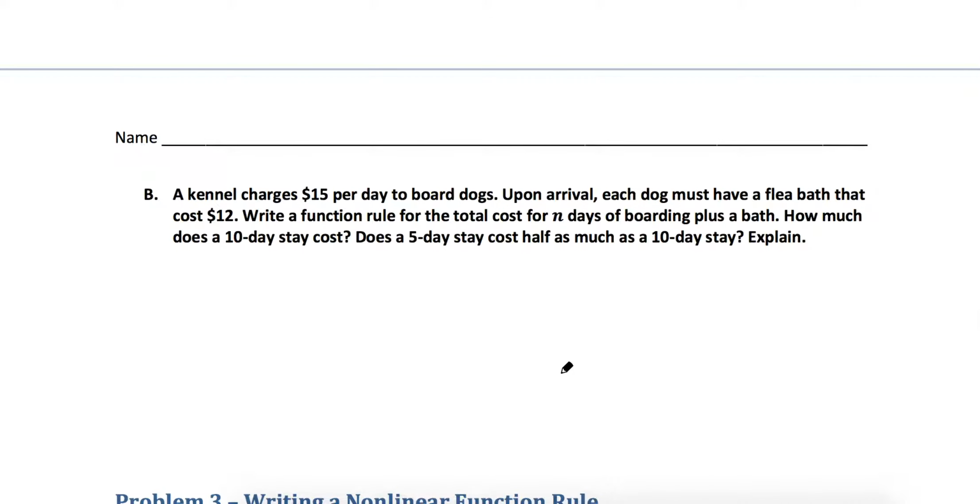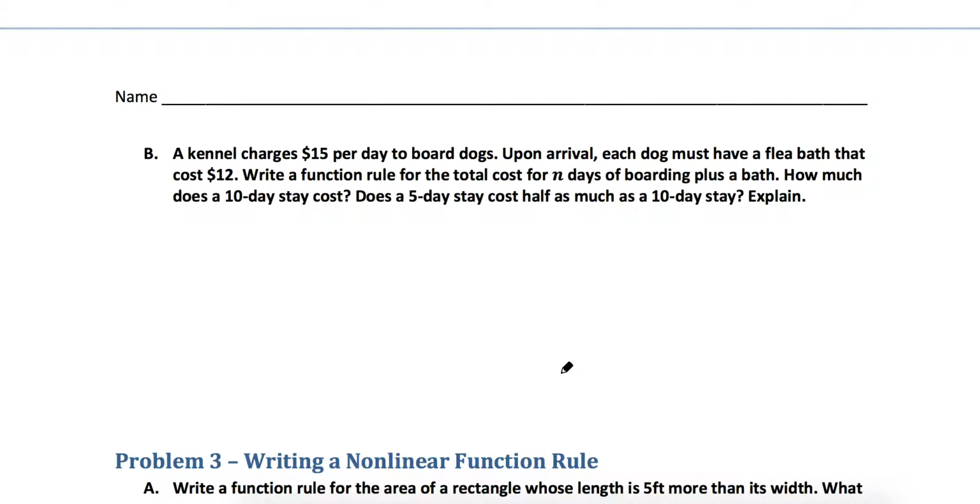Okay, another example. A kennel charges $15 per day to board dogs. Upon arrival, each dog must have a flea bath that costs $12. Write a function rule for the total cost for n days of boarding plus a bath. So again, you've got n days and then plus a bath. So you're thinking this is happening over and over again, the n days, and then the bath is happening once at the end. So let's define some variables. They already defined n as the number of days. So let's let C equal total cost.